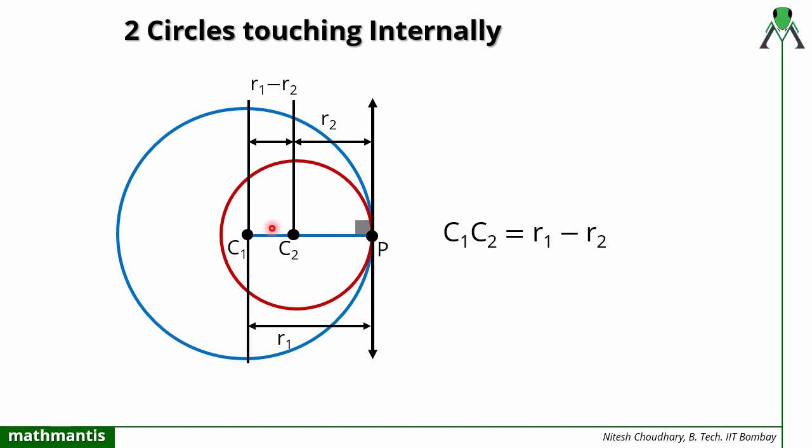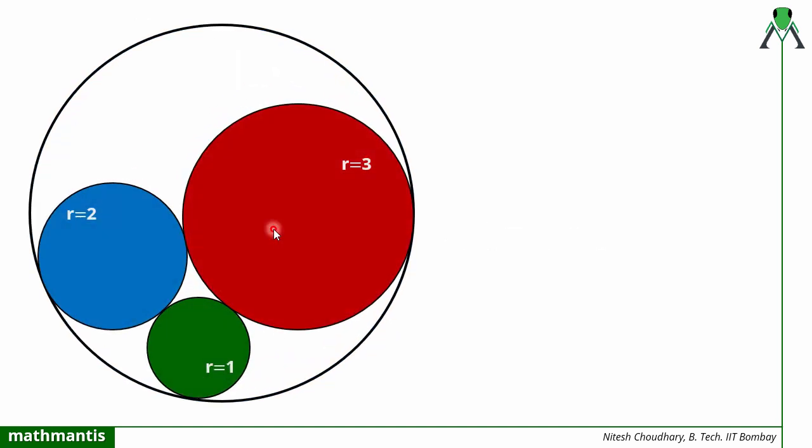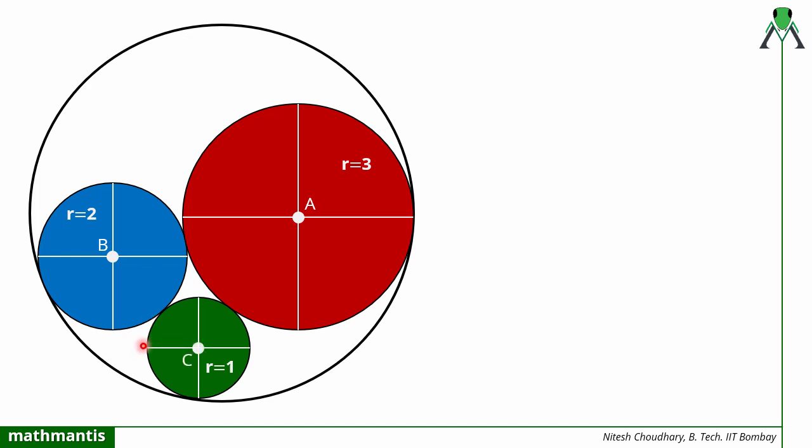Now let us come back to the original problem. There are three circles touching each other externally. So first we will use the property of externally touching circles. Let me mark the center of each circle. Center of the red circle is A, blue circle is B, green circle is C. Now I will draw lines joining the centers of these circles.